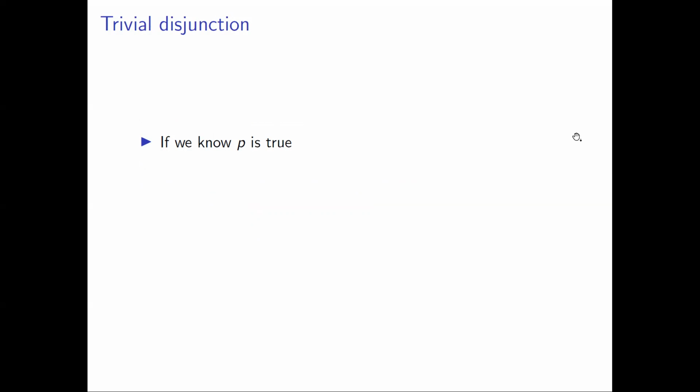Our next one is probably going to seem even more obvious than the others, maybe even pointless to mention, but it gets used sometimes. It's called trivial disjunction. If we know that P is true, then we know P or Q is true for any proposition Q.